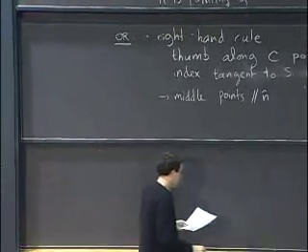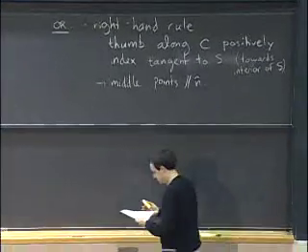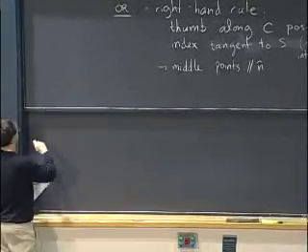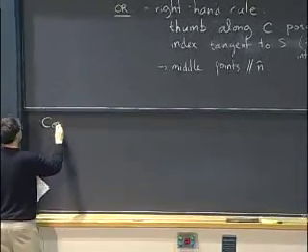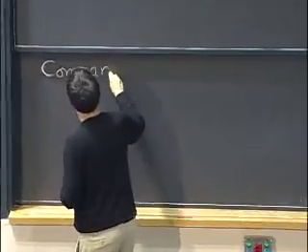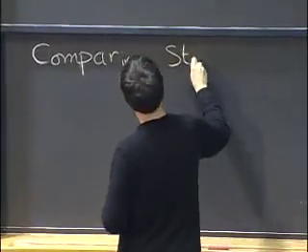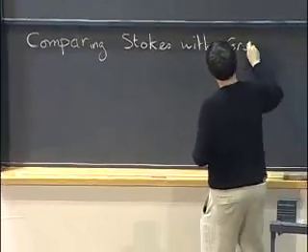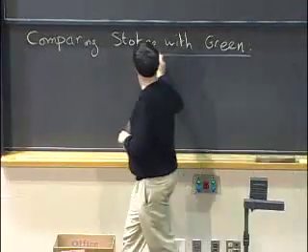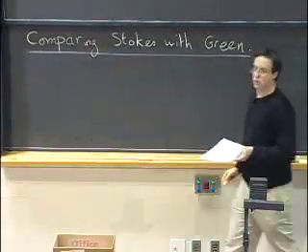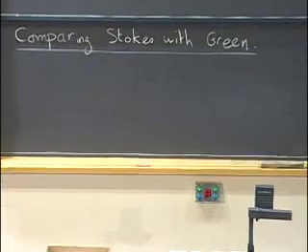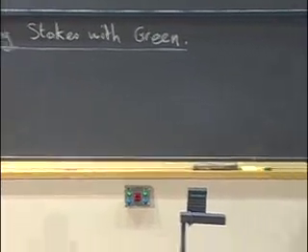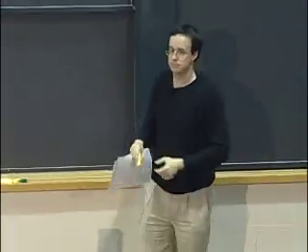So, well, let me do an example first. The first example that I will do is actually a comparison, Stokes versus Green. I want to show you how Green's theorem for work that we saw in the plane, that also involved work and curl and so on, is actually a special case of this.